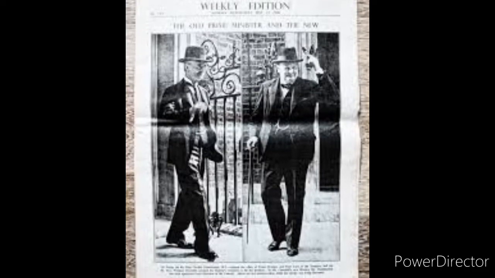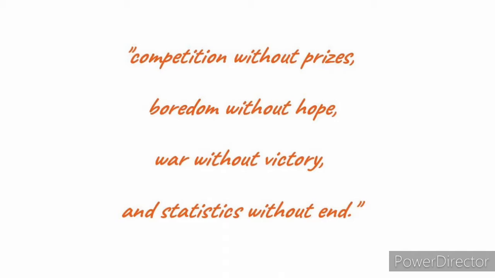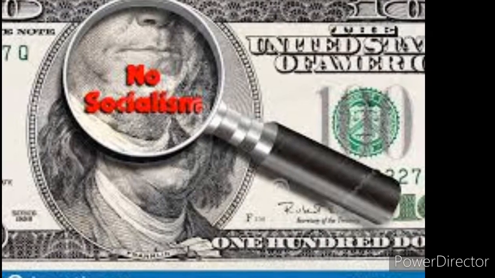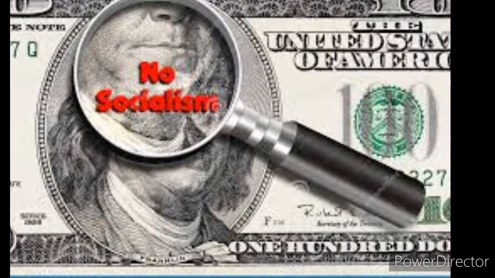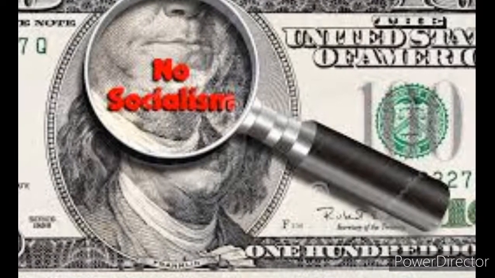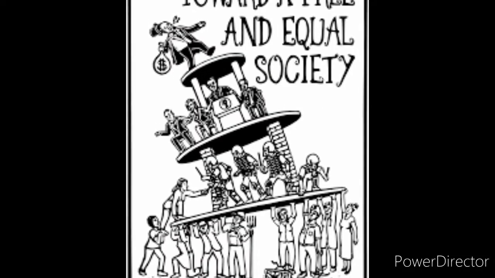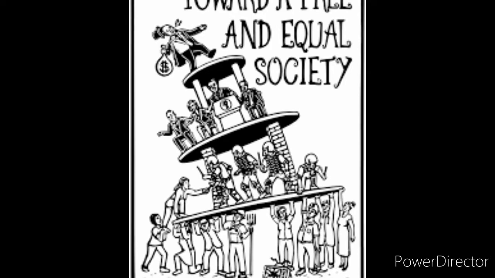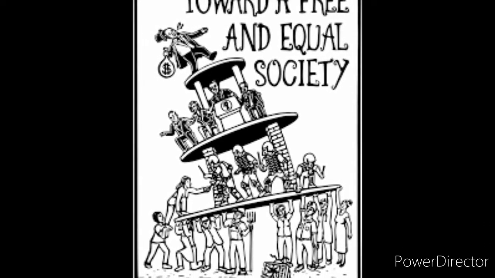The reason the socialists must deceive the unsuspecting citizen was made clear by the London, England, Sunday Times, which stated that socialism was defined as competition without prizes, boredom without hope, war without victory, and statistics without end. In other words, most people don't want socialism and they don't wish to live under the socialist economy, so the socialists must resort to trickery and deception, by a series of lies offered to the people by lying politicians.